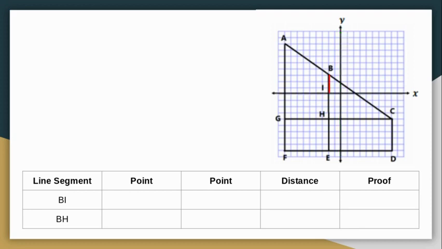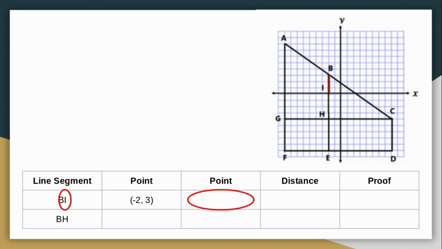Let's focus on line BI. This line measures the distance between point B and point I. I highlighted this on our coordinate plane. Let's begin filling out the table. The first point in the table should match the first point listed in our line segment. The first point listed in line BI is point B. Looking at the grid, point B has an x-coordinate of -2 and a y-coordinate of 3. Let's list these in our table.